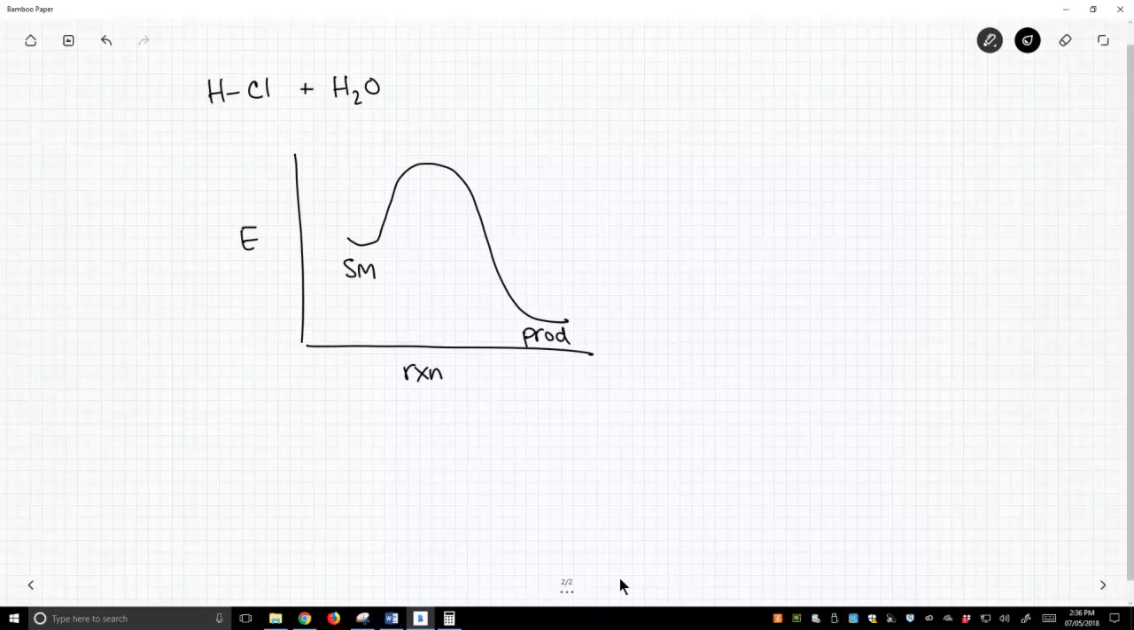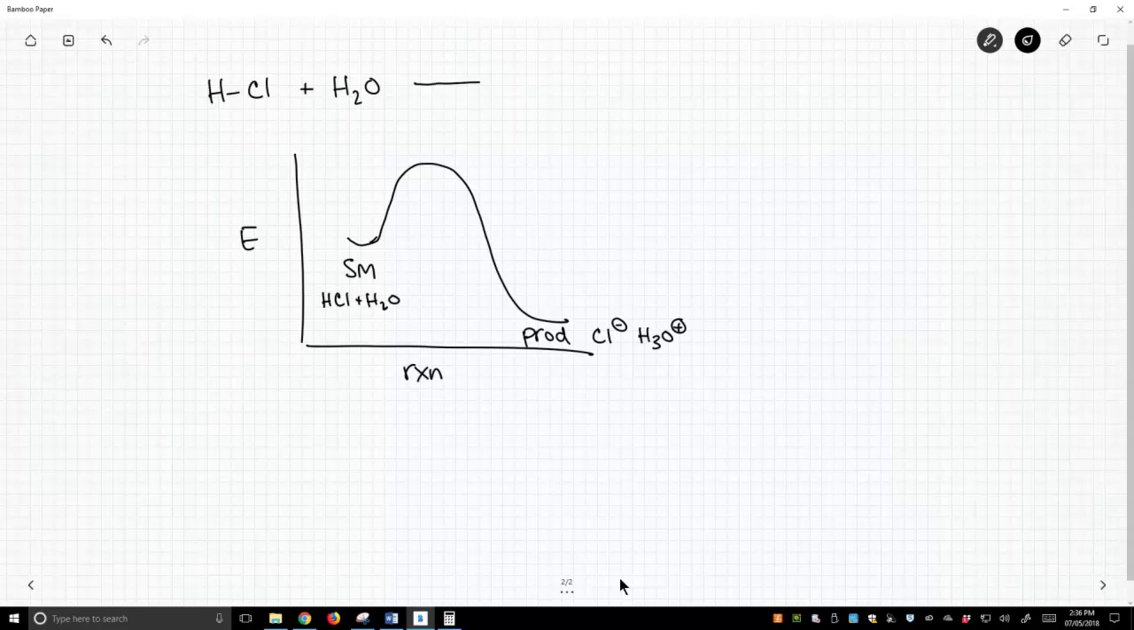We haven't talked at all about what this hump is in the middle of our energy diagram. Starting materials are easy to define. That's just HCl plus water. And I'm not showing them up at the top, but we're going to make Cl minus and H3O plus. What happens in the middle?